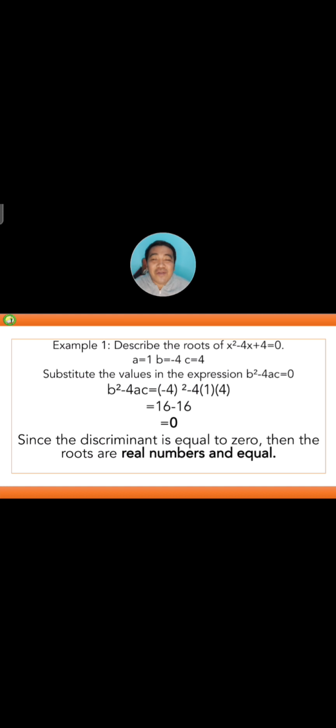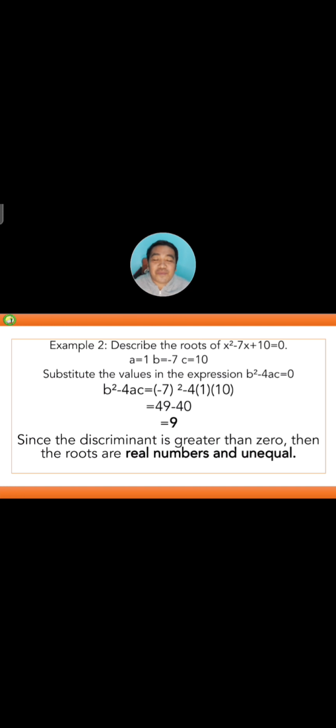So let us have now example number 2. Describe the roots of x squared minus 7x plus 10 is equal to 0. So the value of a is 1, b is equal to negative 7, and c is equal to positive 10. Substitute the value in the expression b squared minus 4ac is equal to 0. So we're going to plug in the values.